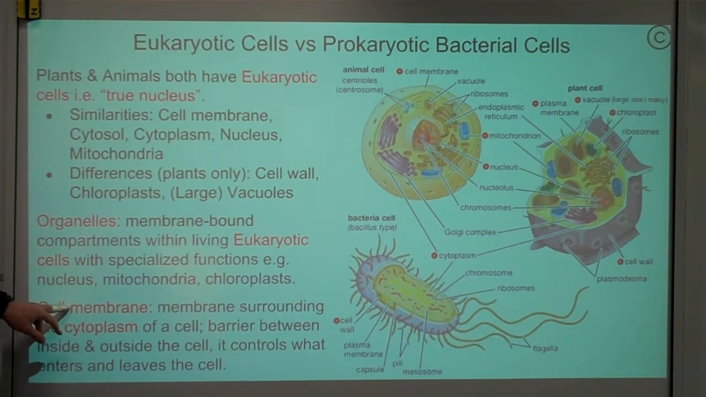So the first one is the cell membrane, which surrounds the cell. It keeps the cell things inside, and it keeps the environment outside, and it maintains that internal environment. And there's an element of selectivity. Not everything gets in, and not everything gets out. So it's a semi-permeable barrier which limits what can enter the cell and limits what can exit the cell.